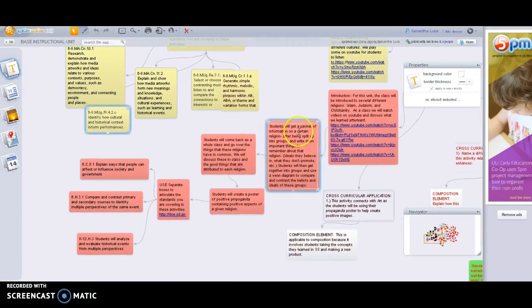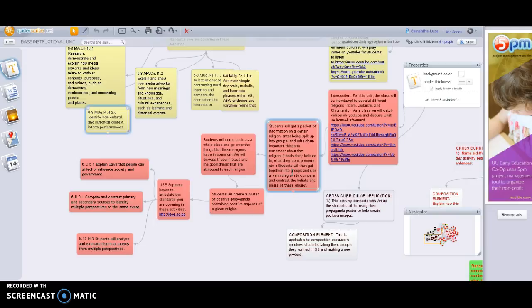The next part is that students will get a packet of information that I would print out and give to them, after I split them into groups, like this group is doing Judaism. They're going to write down the important things they remember about each religion: ideals they believe in, what they don't promote, things like that. The students will then get together in opposing groups, like a Judaism group and an Islam group, and create a Venn diagram to compare and contrast the beliefs and ideals of those two groups.